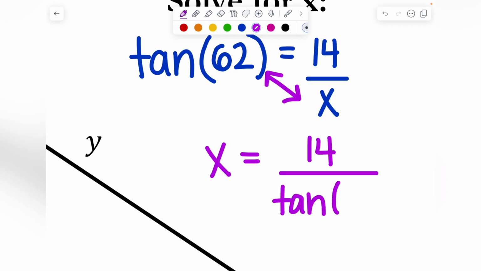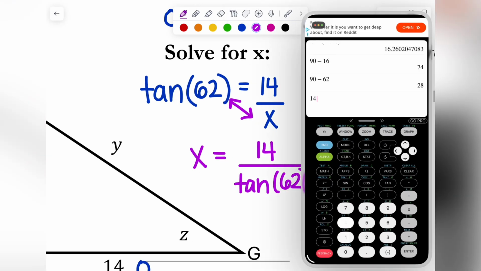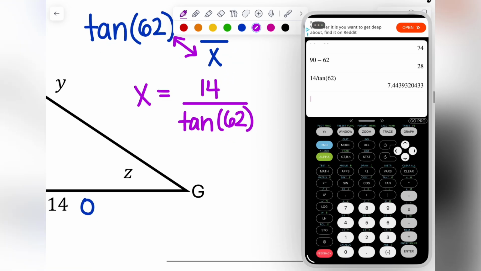So you swap the entire thing. Sometimes students think you just swap the number. You swap the entire thing. So 14 divided by tangent of 62 is 7.44.